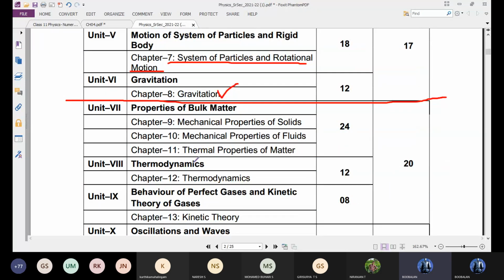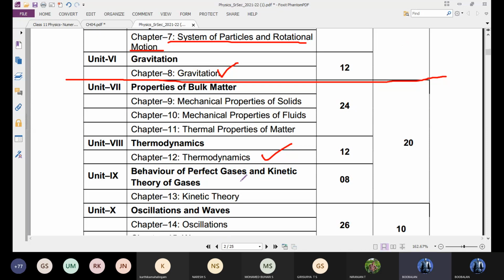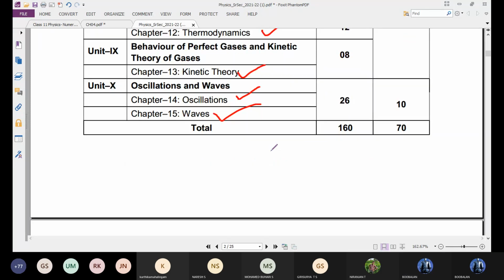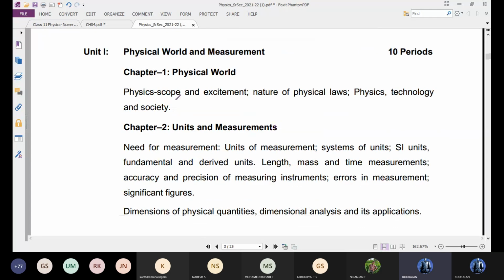Step number 10, 11, 12, thermodynamics. Same thermodynamics in class 11 chemistry book also there. Chemistry also is there. This is somewhat different. Okay. Next, kinetic theory, oscillation, wave. This is volume number 2. This is your syllabus. In your book, maximum things it is there, but you should follow the syllabus.